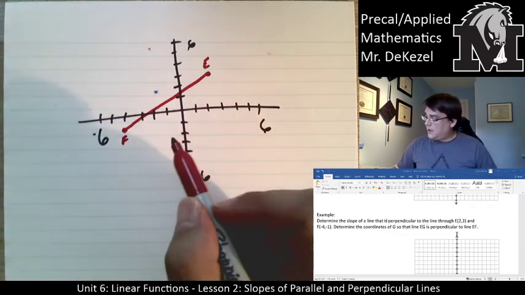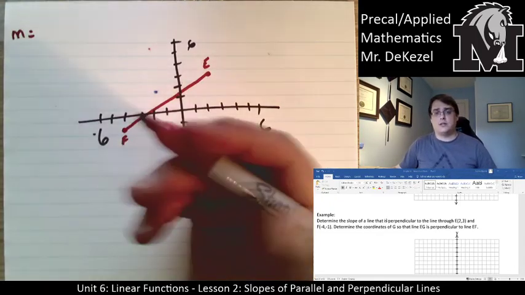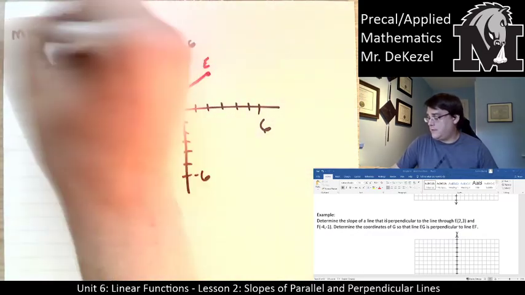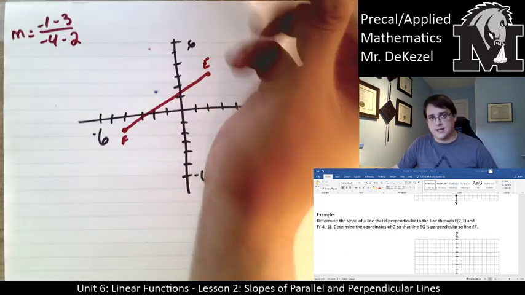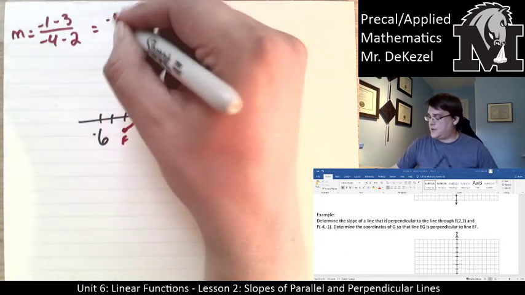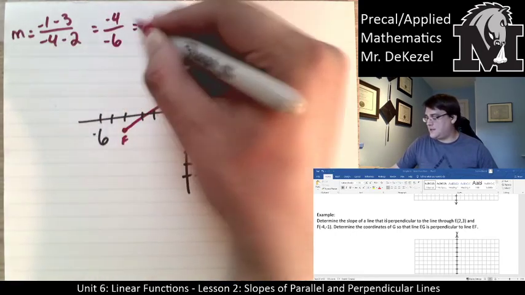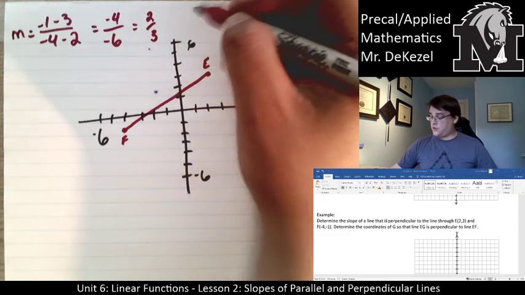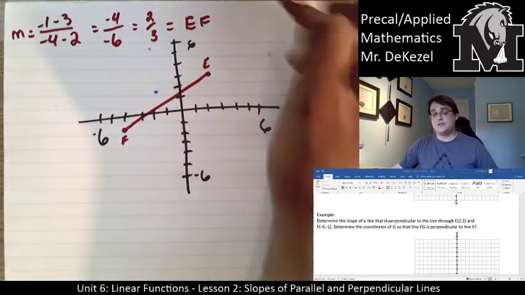So the slope of this line is equal to y2 - y1, so that is -1 - 3 over x2 - x1, -4 - 2. That equals -4 over -6. This cancels out the negatives. That's 2/3. Okay. So the slope of this line, EF, is 2/3.